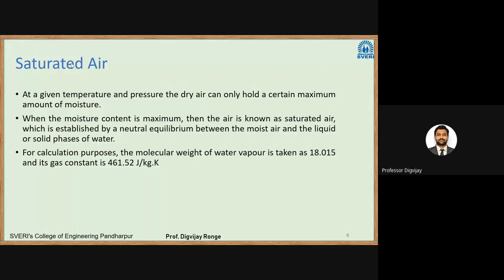Then we came to saturated air. Saturated air is a concept. What happens when the air is saturated? Air has reached its maximum capacity of holding water vapor. If it exceeds this, then water will condense, or convert into liquid droplets. So there will be dew formation and rain. These are the effects of saturated air: air becomes saturated, and then water droplets start falling.